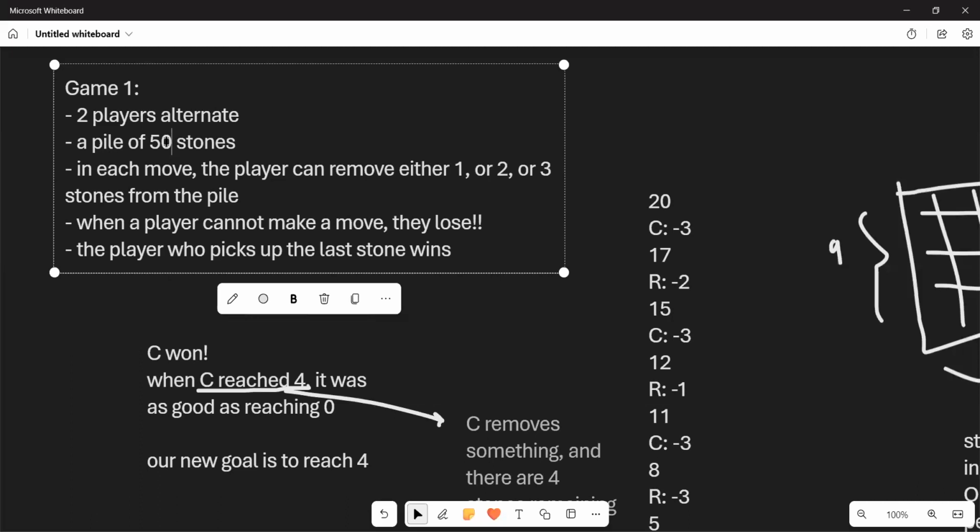I'll let people think about this for a while. Amit, would you like to unmute and explain? The first player can only win on one condition: if it's their birthday. Ha ha ha. Okay.